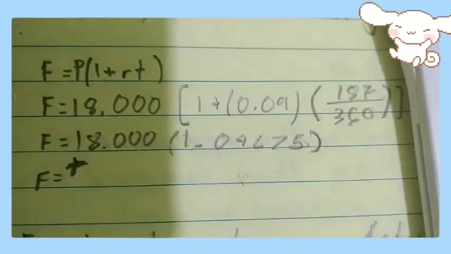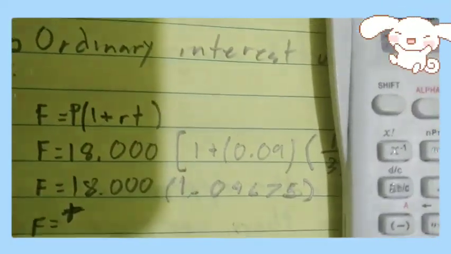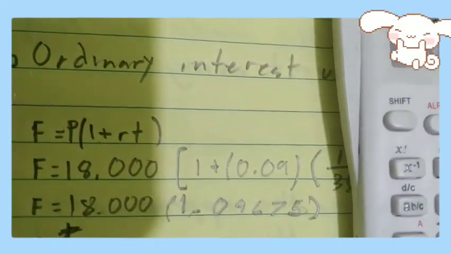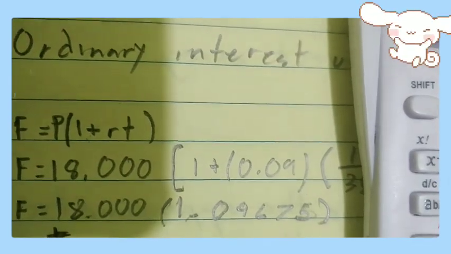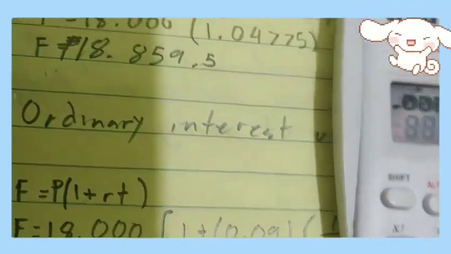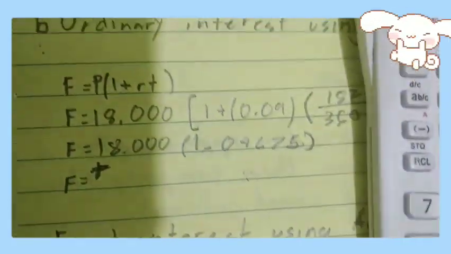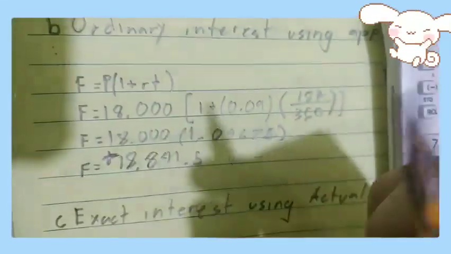So our answer for letter B is 18,000 plus parenthesis 1.0467 5 is 18,000. Okay, it's 18,000 841.5. Get it?